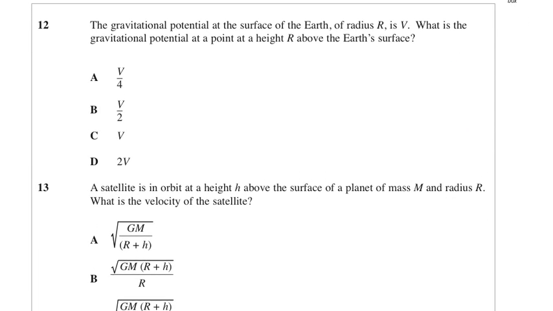Okay, the gravitational potential at the surface of the Earth of radius r is V. What is the potential at height r above the surface? So it's a distance of 2r from the centre of mass. So we've doubled r, which means you would have halved V. So it's going to be this one here.